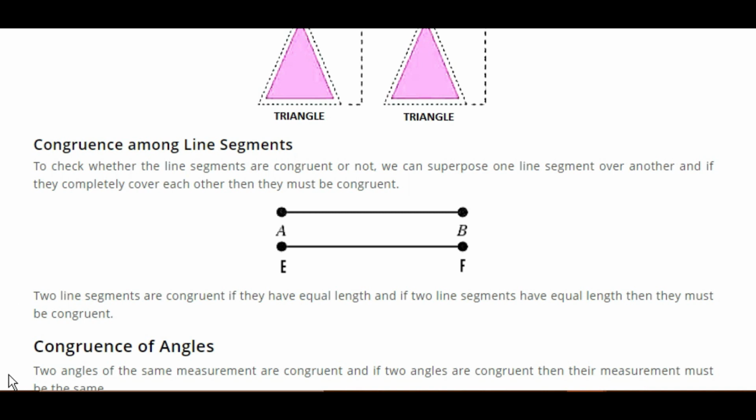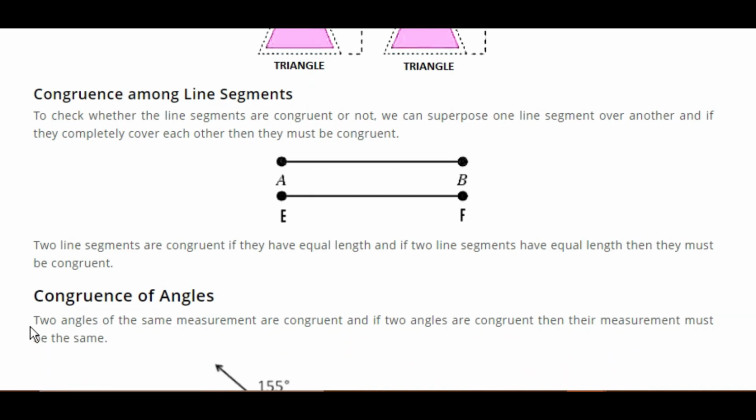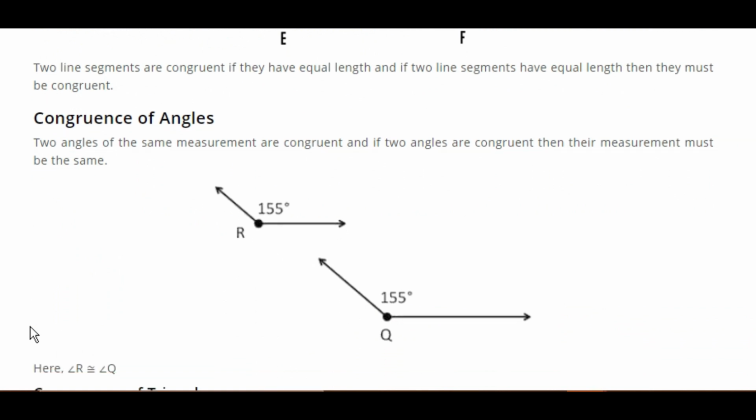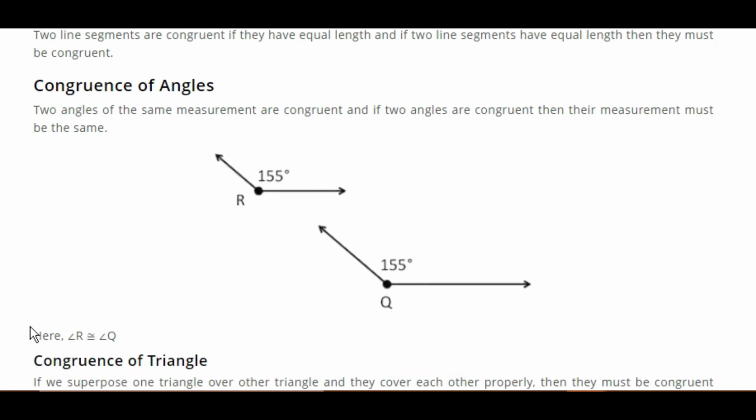Here we have seen the definition. Two line segments are congruent if they have equal length, and if two line segments have equal length, then they must be congruent. Now, congruence of angles. Two angles of the same measurement are congruent, and if two angles are congruent, then their measurement must be the same. If the measures of the angles are the same, then the angles are congruent. Otherwise, they are not congruent.